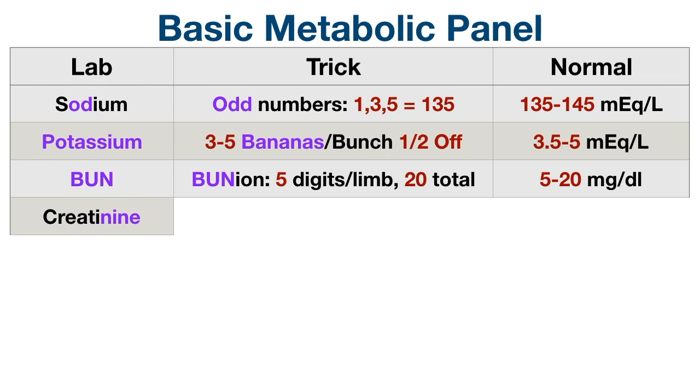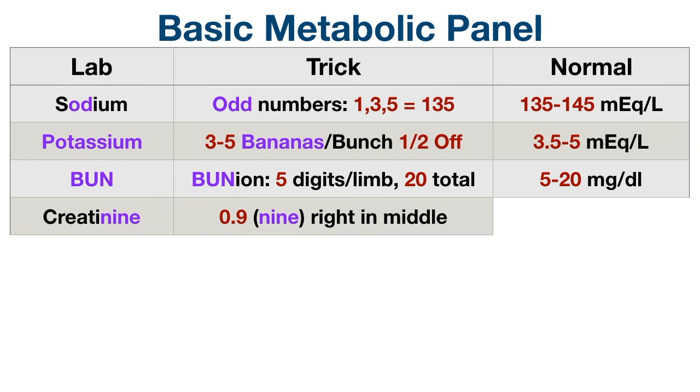Next, we have creatinine, which also looks at renal function. You can use the word 9 in creatinine to remember 0.9, which is right in the middle of the normal range. A normal range for creatinine is about 0.6 to 1.2.